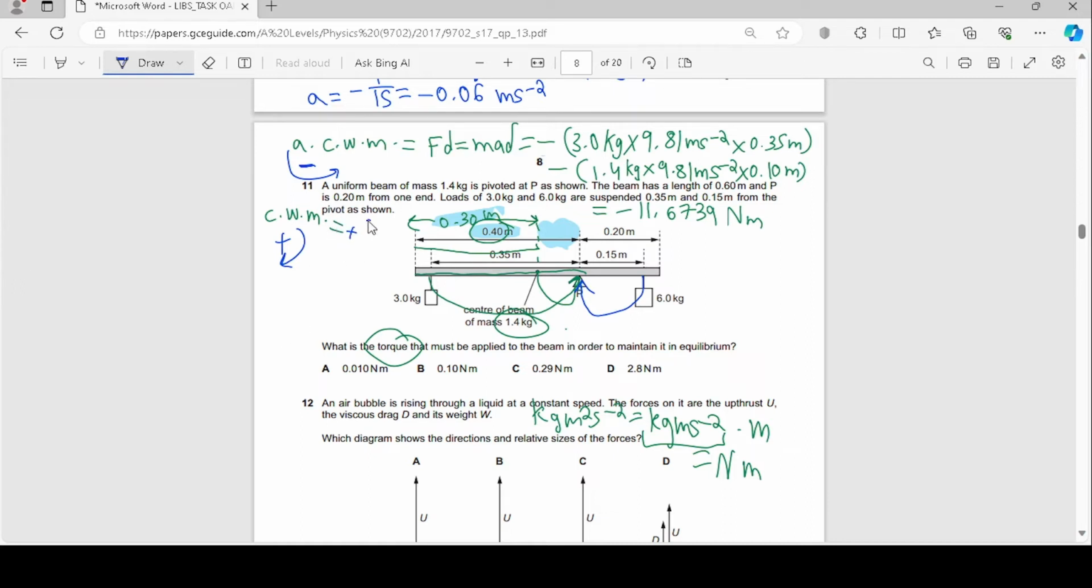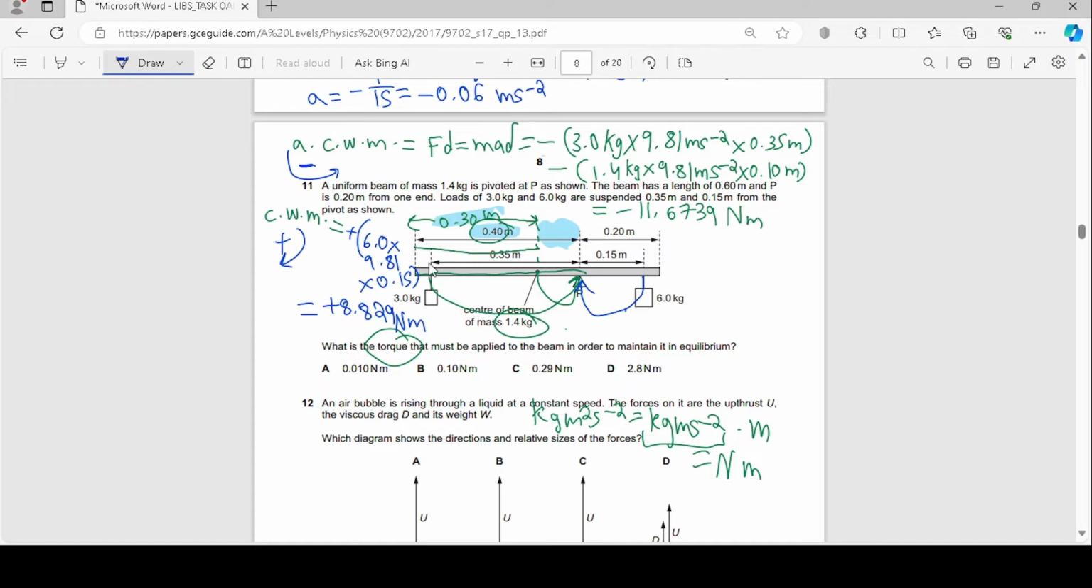So plus, and then this is 6.0 kilograms. This time I'm not writing units just to make my calculations fit into the space. Into 9.81, and then multiplied by the distance from the mass to P, so that's going to be 0.15. All right, so that gives me plus 8.829 Newton meters.